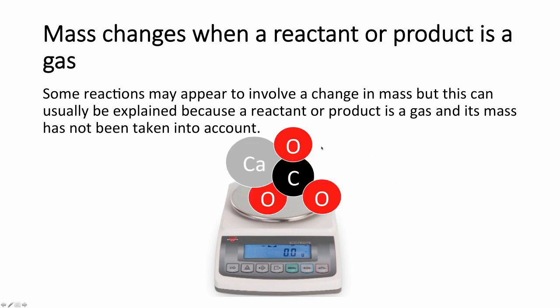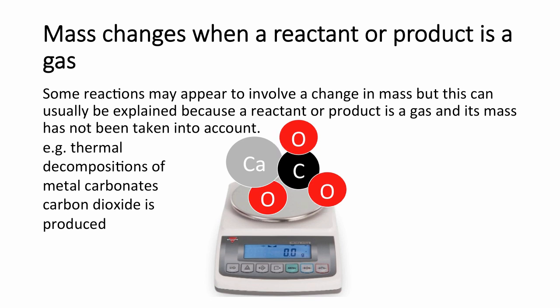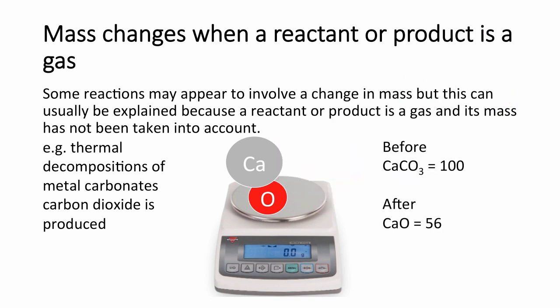Some reactions have a decrease in mass because a gas is produced. For example, calcium carbonate can be thermally decomposed and carbon dioxide is produced. So at the beginning we would have a mass of 100 grams and after a mass of 56. And this is because carbon dioxide has escaped and 1 mole of carbon dioxide has a mass of 44 grams.